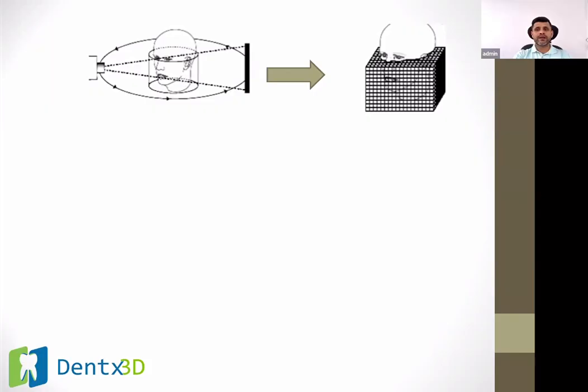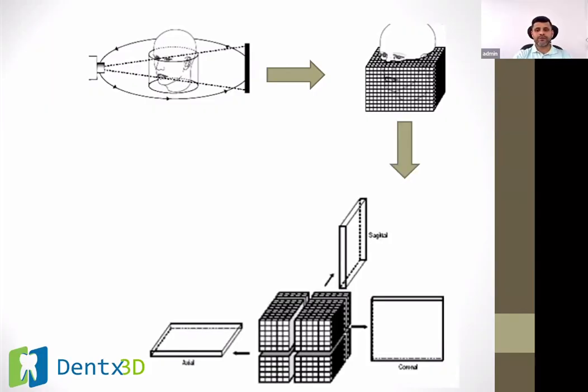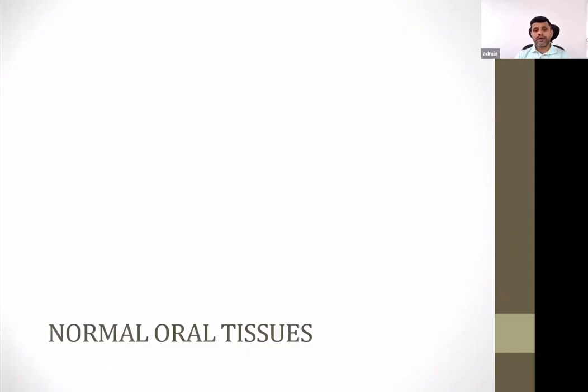Then when we open it in our computer on the software, we can see it in different planes. That is called secondary reconstruction. So this is the basic introduction to CBCT, how it works or how it operates. Now, in order to read a CBCT scan, we should know how these structures appear on the CBCT scan, right? Then only we will be able to know what it is.